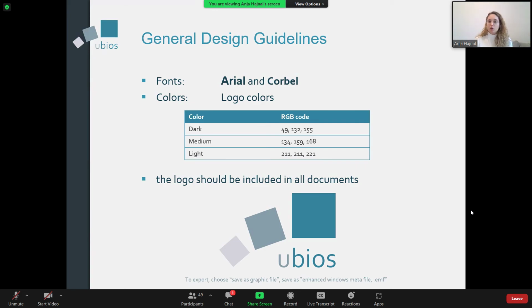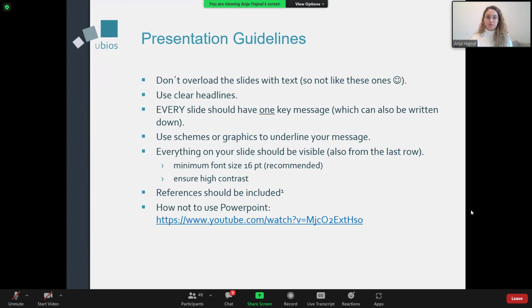You should have the logo included in all documents. The colors do not exactly have to be the logo colors, but they should be kind of similar. The background should be plain. And it's good that the colors are not too off for the presentation slides.